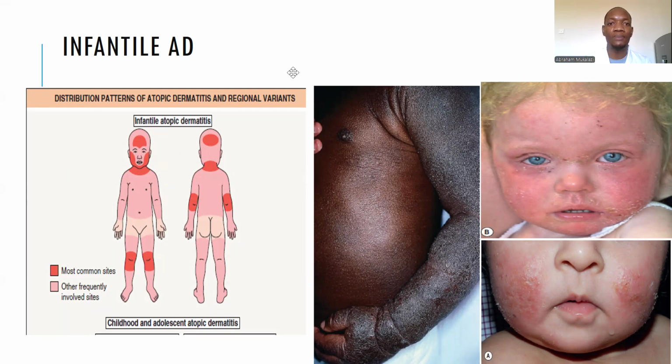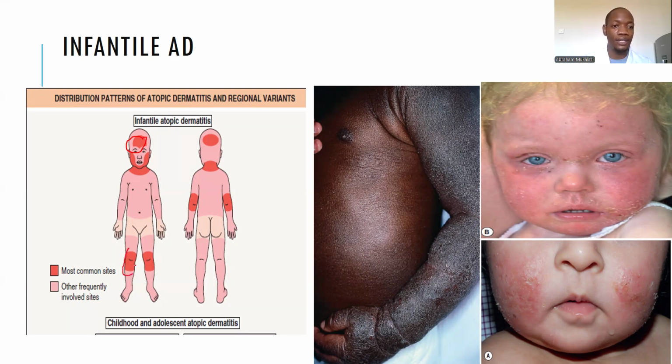And in the typical distribution, we said for these infants, the rash will favor areas that are more convex, the convex surfaces of the body. So that will include the forehead, the cheeks. It can also be in the neck, the scalp, the occiput here, the elbows, the knees. So those will be the common areas where these rashes will be for an infant.